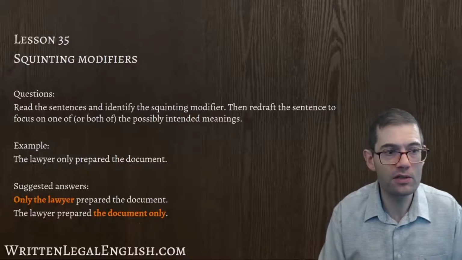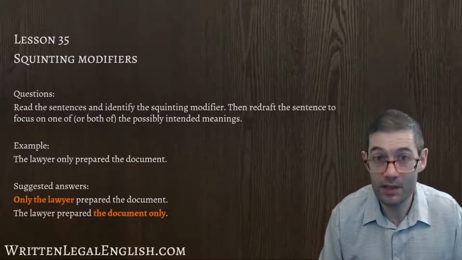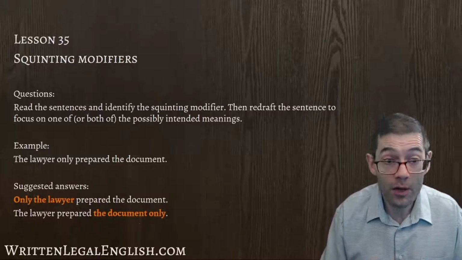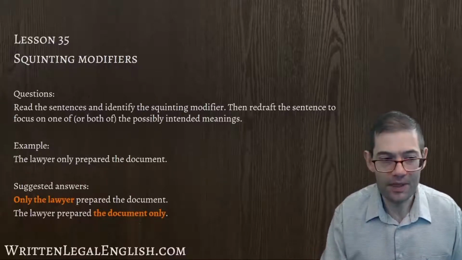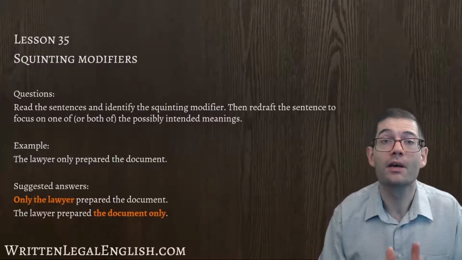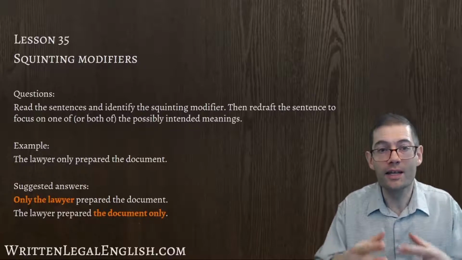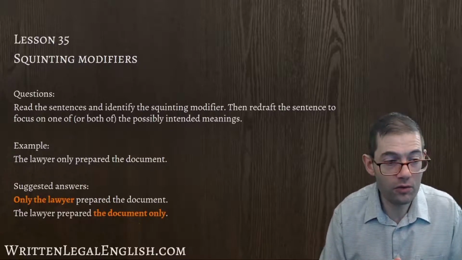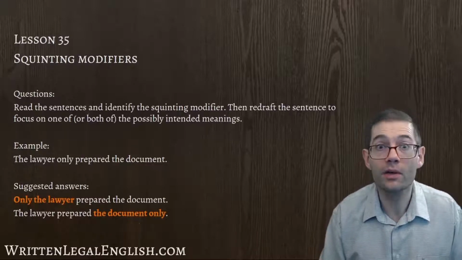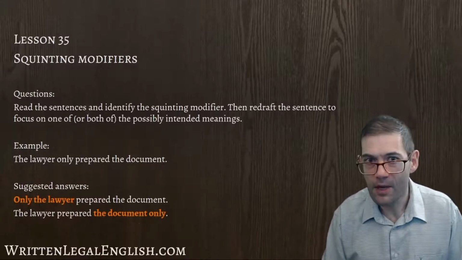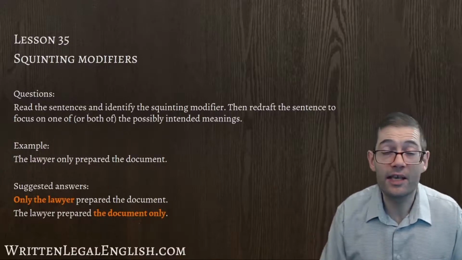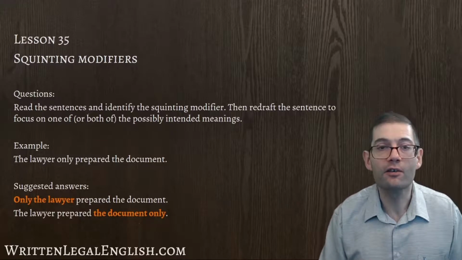So for those questions, I'd like you to read the sentences and identify the squinting modifier, then redraft the sentence to focus on one of or both of the possibly intended meanings. So by way of example, the lawyer only prepared the document. Only is the squinting modifier, and you could redraft it in one of two equally correct ways. Only the lawyer prepared the document, or the lawyer prepared the document only. So have fun with those questions and check your answers against mine in my answer video when you get them done.